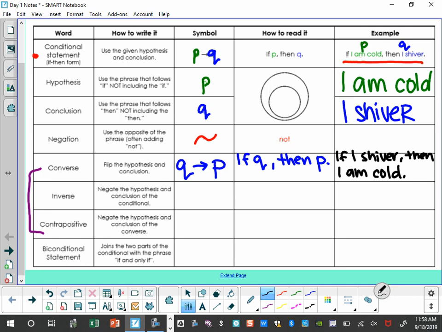All right, now we have inverse. The inverse says to negate the hypothesis and conclusion of the conditional. My conditional was my original statement here. So to negate is to take the opposite. So we're going to write not P to not Q. That squiggly line means not. So the way that I read this is if not P, then not Q.